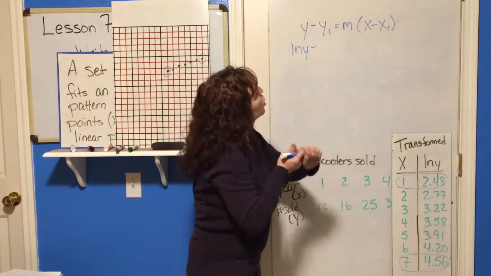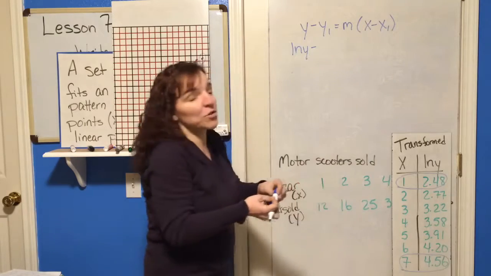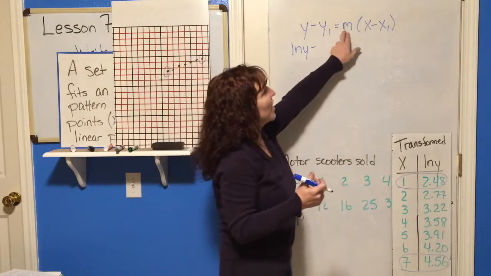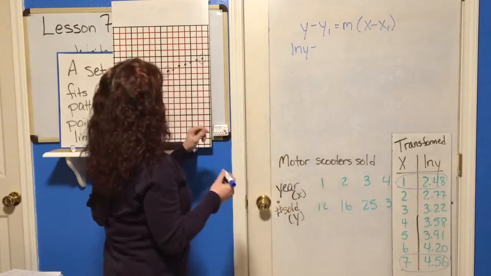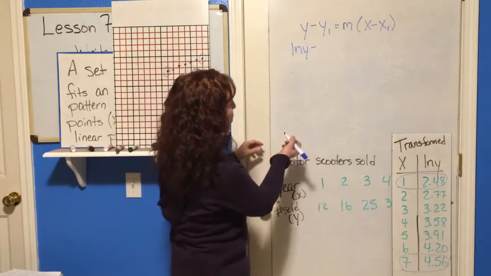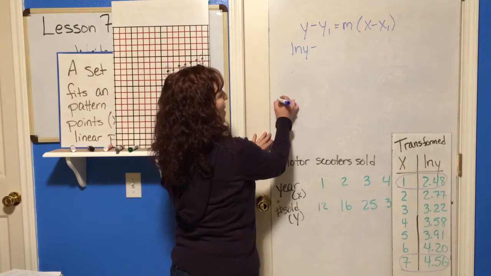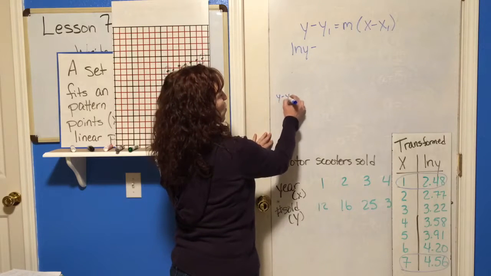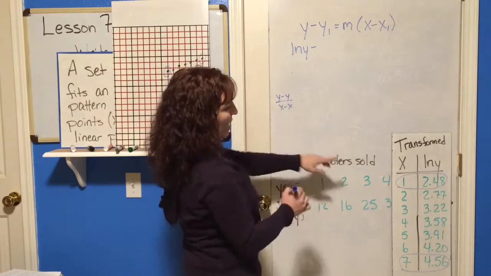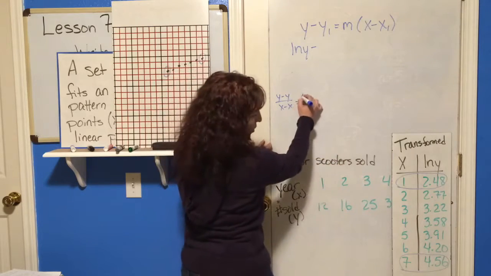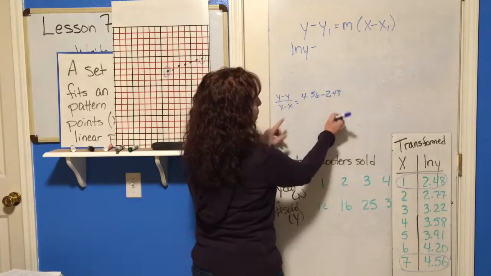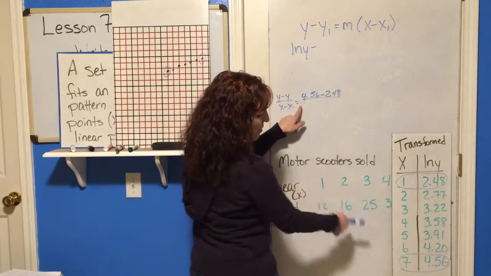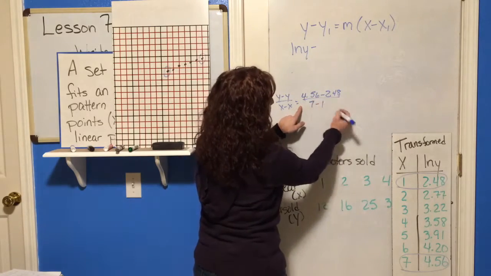The reason you have to pick 2 is because you have to find a slope. So let's find the slope. Remember, the slope is y minus y over x minus x. So you're going to take 4.56 minus 2.48, those are my y's, and put that over 7 minus 1.